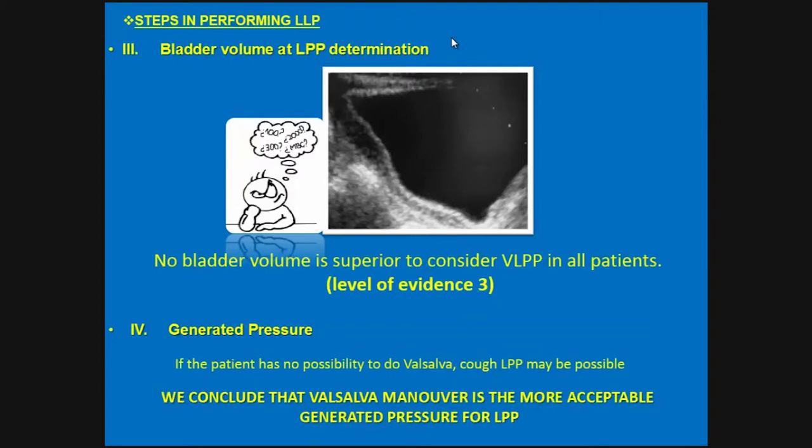Bladder volume and leak point pressure determination: the Valsalva leak point pressure should be sought when we have 20% of the bladder capacity of the patient. But this means that you have to have a complete cystometry first, and then go to another cystometry to look for 20% of the maximum bladder capacity.